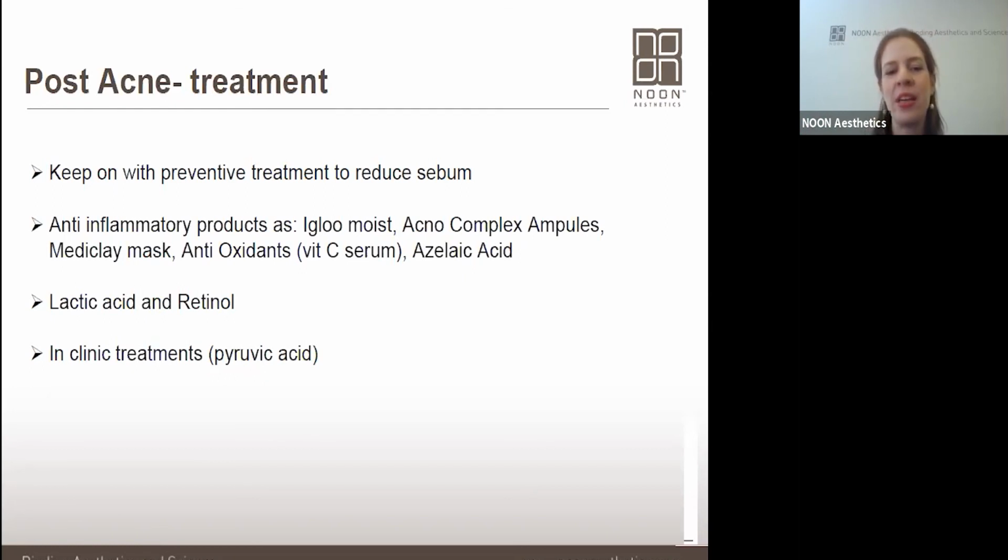And of course, we can continue with the in-clinic treatments, and we can use in this case the pyruvic acid that helps to rejuvenate the skin in a very, very good way.